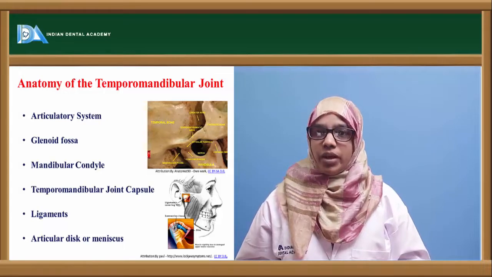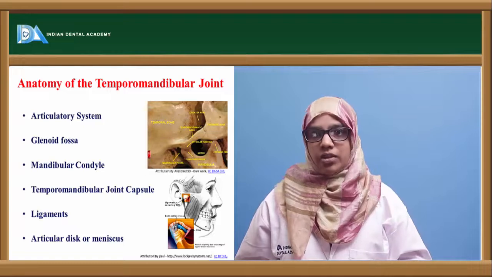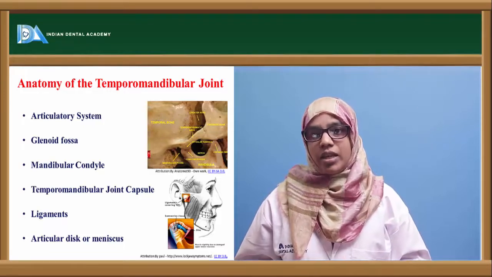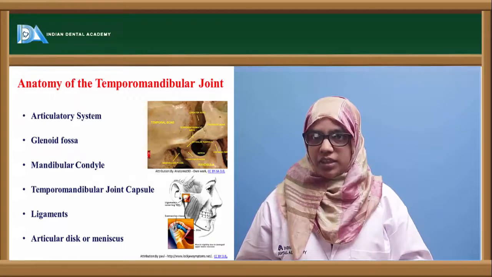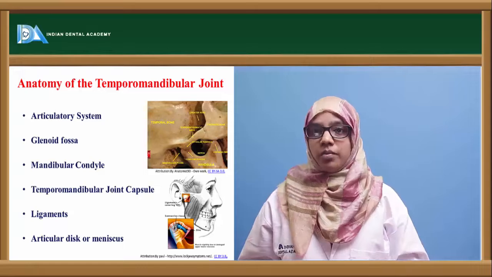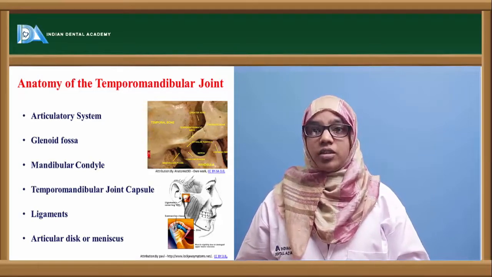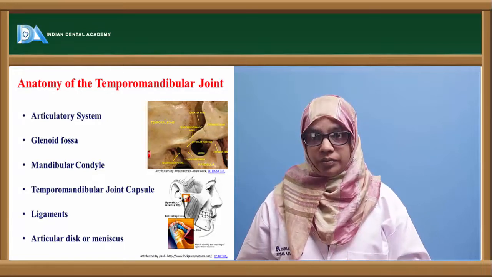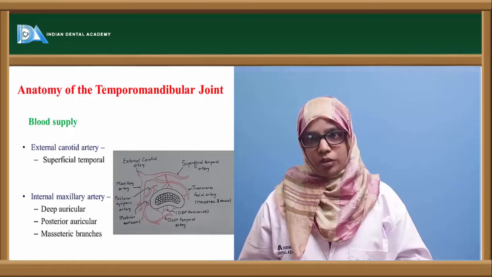Now it has three parts. It has the anterior lamella, the middle lamella and the posterior lamella. The anterior lamella thickness is around 2 mm, whereas the middle lamella is very thin, around 1 mm, and the posterior lamella is very thick, that is 3 mm. The posterior lamella is highly vascularized and innervated by the auriculotemporal nerve. Then we move on to the blood supply of the temporomandibular joint.